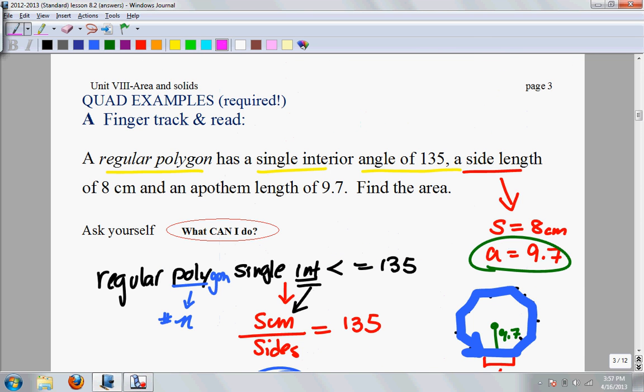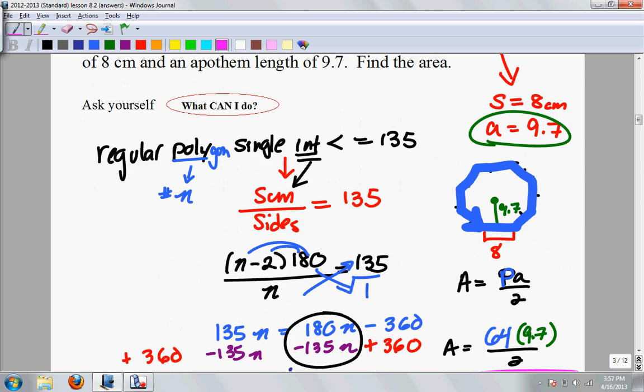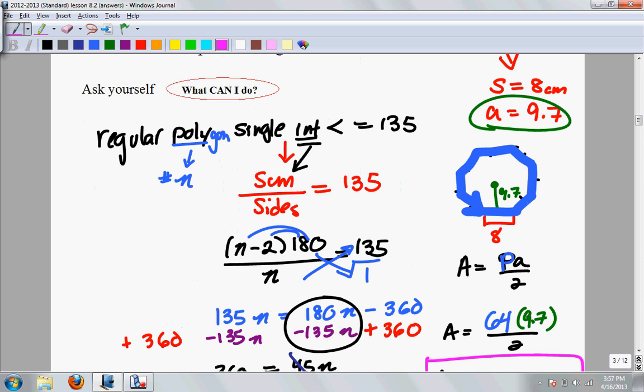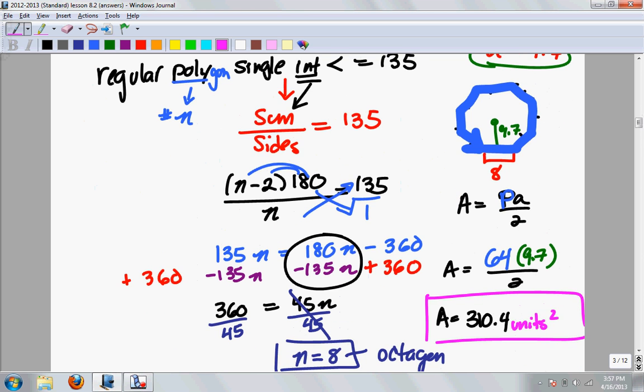So the trick here is, because we knew a single interior angle, we had to find out that it was an octagon. And once you know that it's an octagon, then you can apply perimeter times apothem over 2. Make sure you have all the steps and you're prepared to explain it to your classmates.